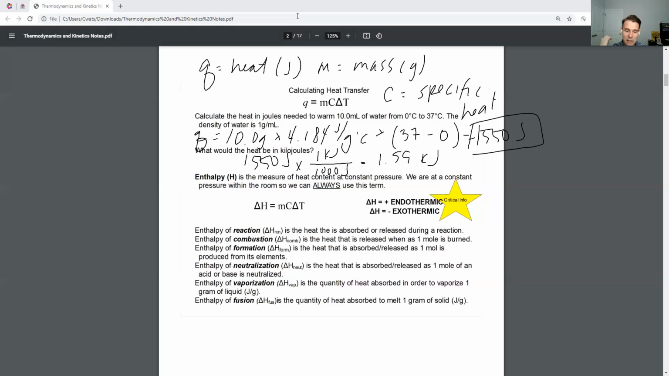Enthalpy of vaporization is the quantity of heat absorbed in order to vaporize 1 gram of a liquid, typically in joules per gram, could also be in joules per mole or kilojoules per mole. It's interchangeable, you can change them. Enthalpy of fusion, this is the only one that's different. Fusion means melt, okay? So fusion is melting, the quantity of heat absorbed to melt 1 gram of a solid.